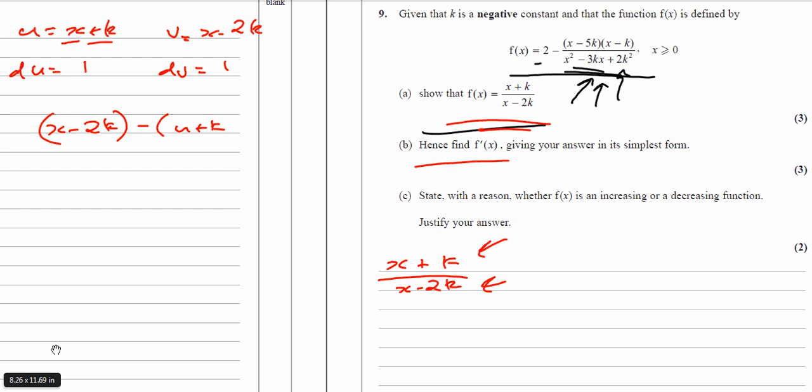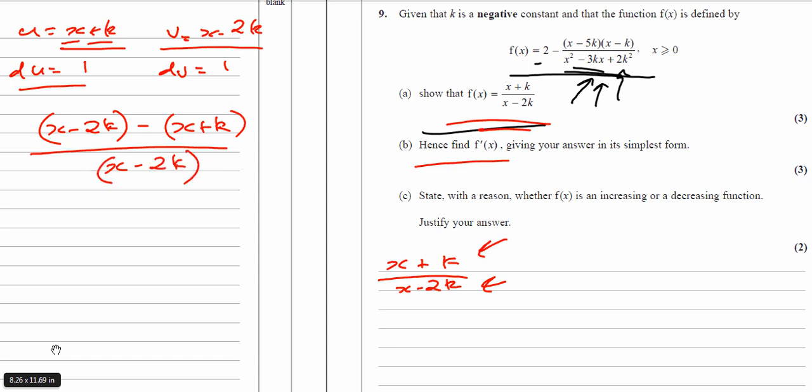So we've got v du, which is x minus 2k, minus u dv, which is x plus k. But again, put it in brackets, all over v squared, so that's x minus 2k squared. So x take away x is going to be 0, minus 2k take away k is going to be minus 3k over x minus 2k squared. And that's it, that's f dashed of x.